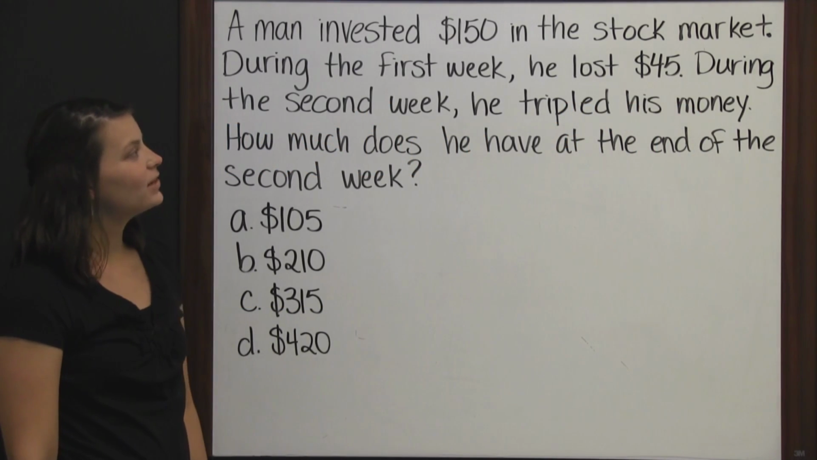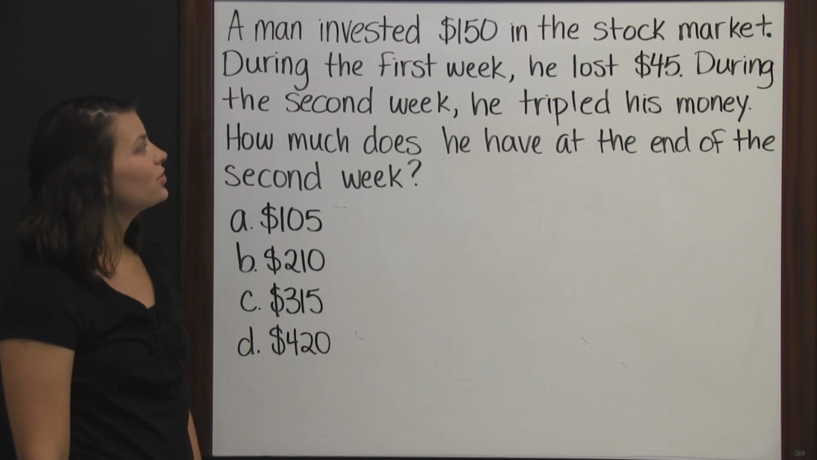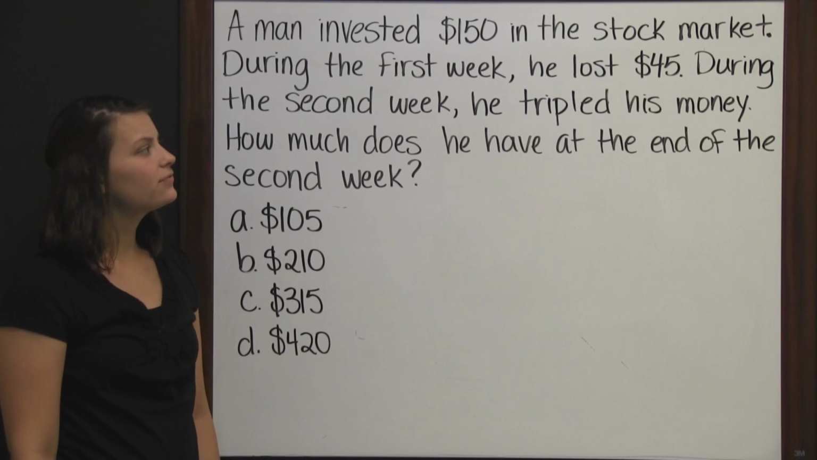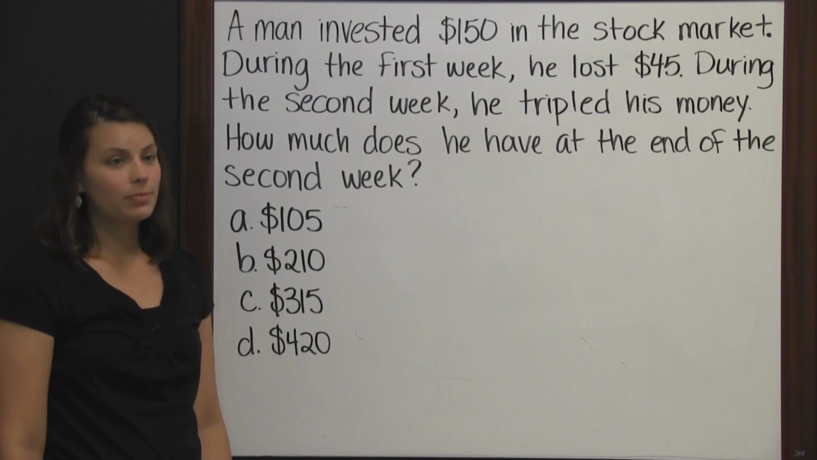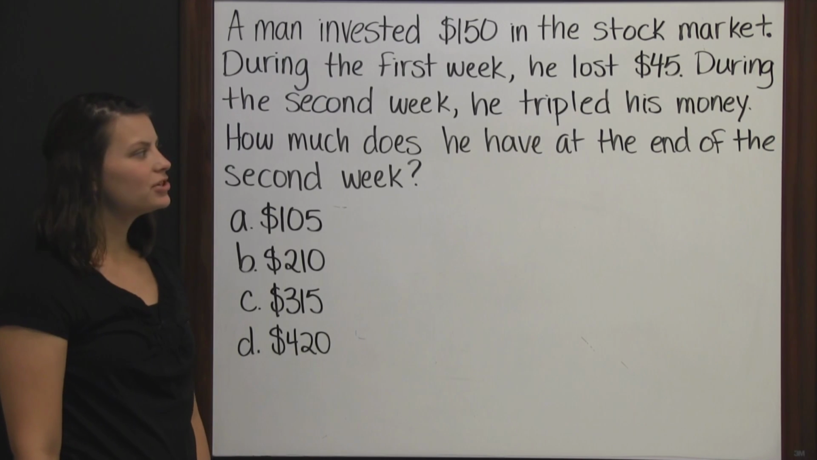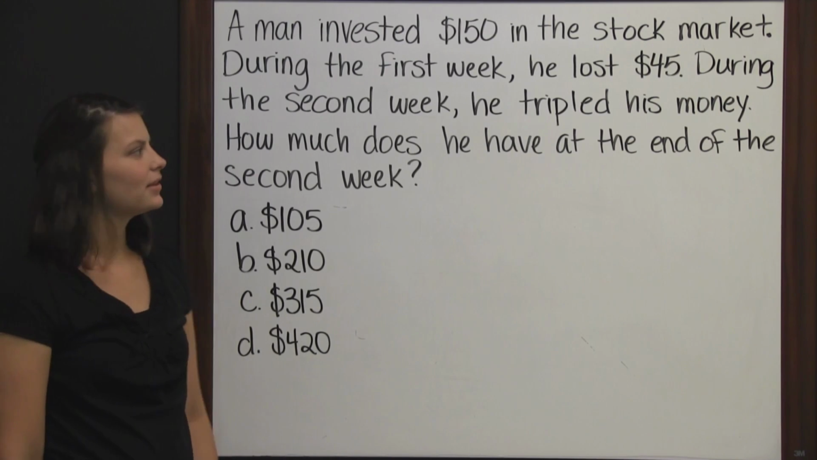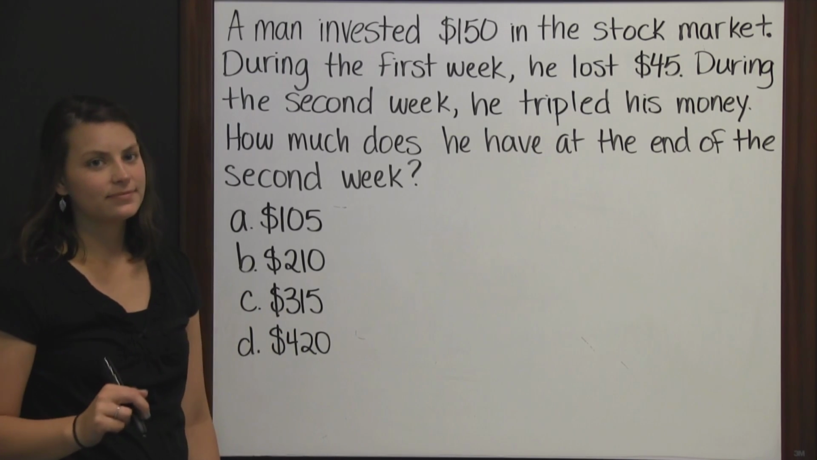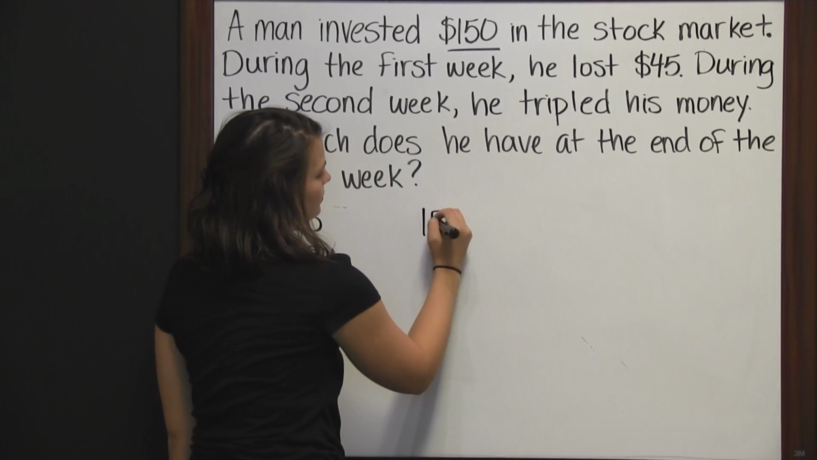A man invested $150 in the stock market. During the first week, he lost $45. During the second week, he tripled his money. How much does he have at the end of the second week? So let's start at the beginning. He starts out with $150.